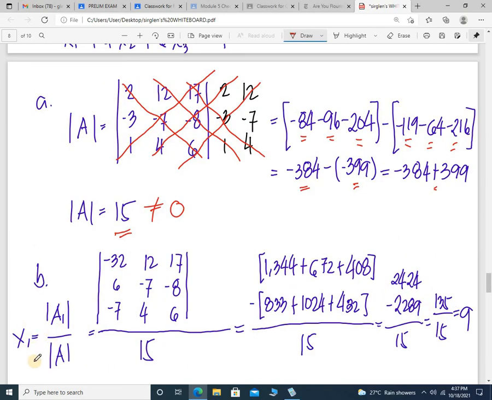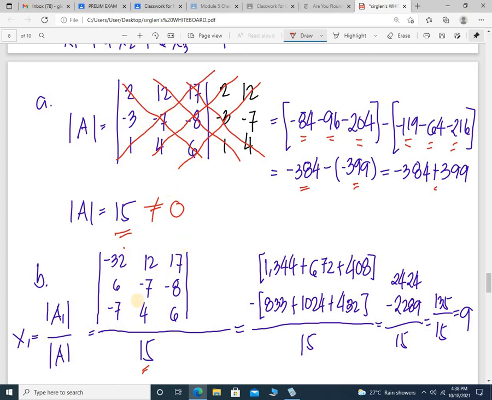Step 2 is now taking the value of x sub i. So we start with x sub 1. This is equal to the determinant of A sub 1 divided by the determinant of A. The determinant of A is already 15, and all we need to do is write the determinant of A sub 1. Again, the determinant of A sub 1 is the matrix A, but the coefficient of x sub 1 is now replaced with the values of the right side of the equation.